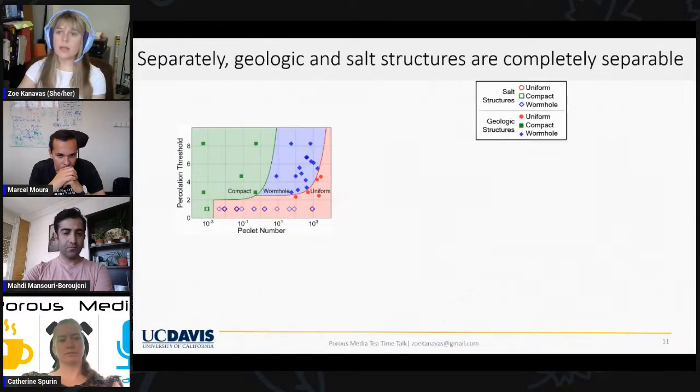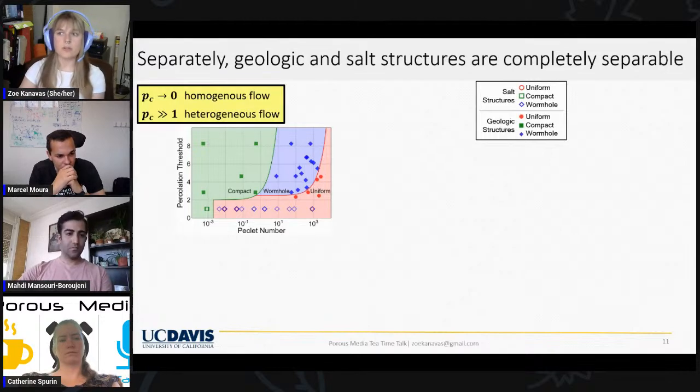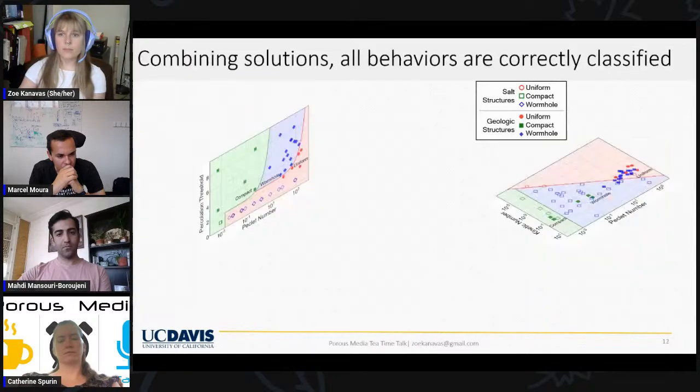Shown here is a map of the Péclet numbers versus the percolation thresholds that we calculated for the geologic samples. Note that the salt structures all have an assumed percolation threshold of 1 because the flow field is very homogeneous. In this 2D view, we can completely separate the dissolution behaviors of the geologic structures. At the same time, Golfier's original diagram completely separates the dissolution behaviors of the homogeneous salt structures.